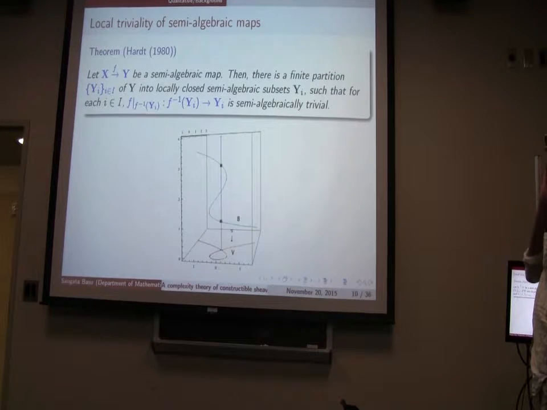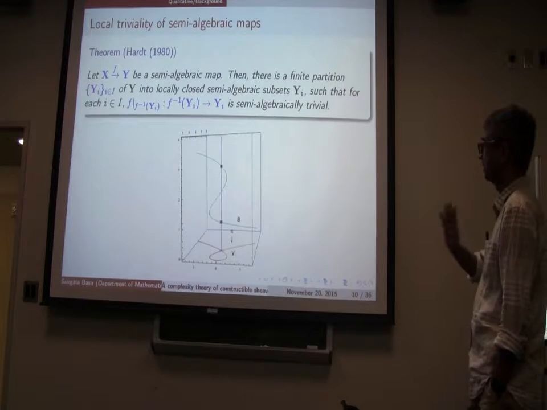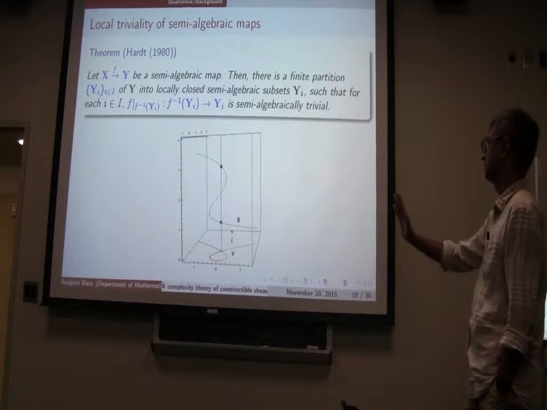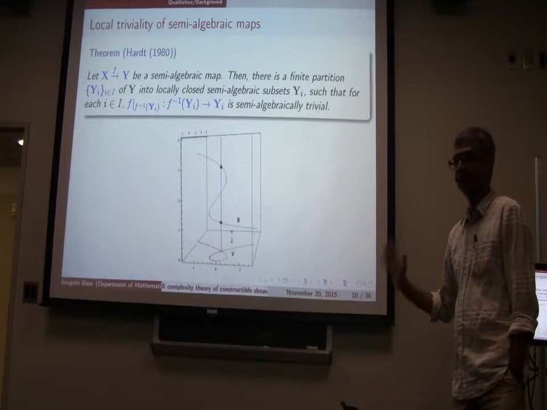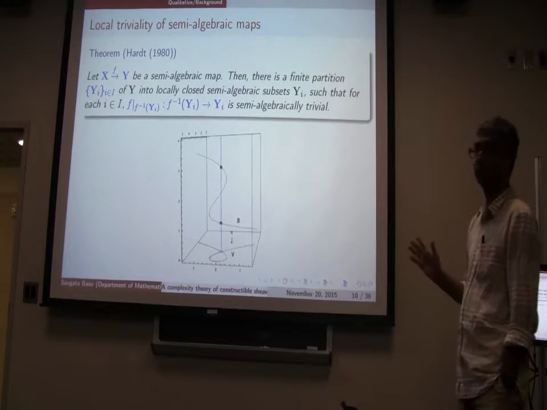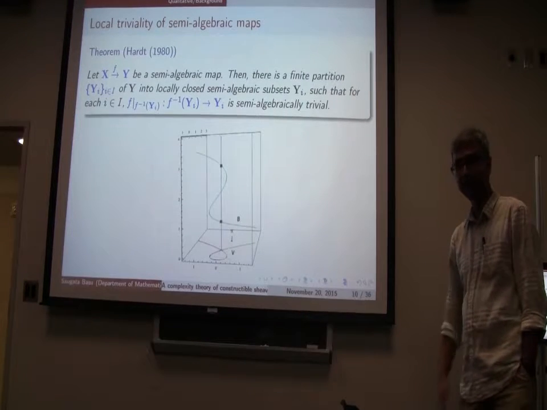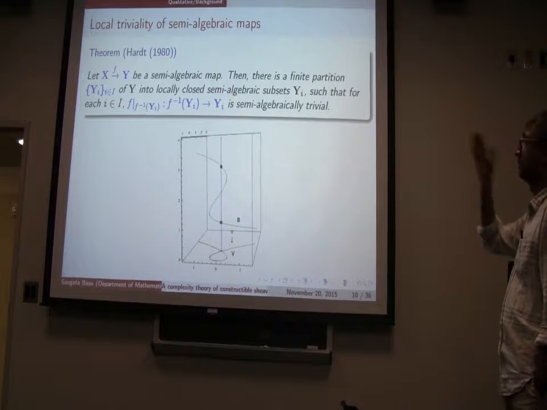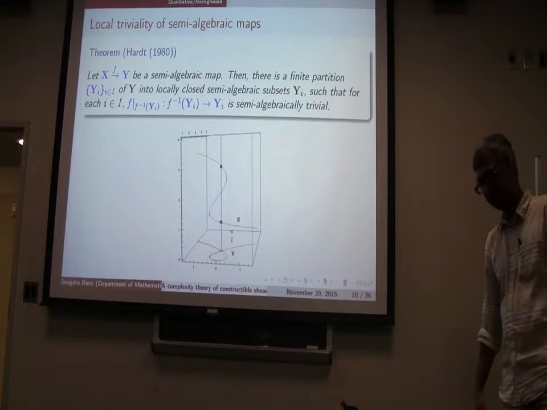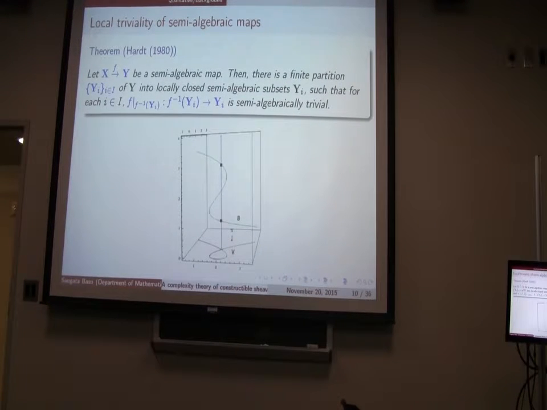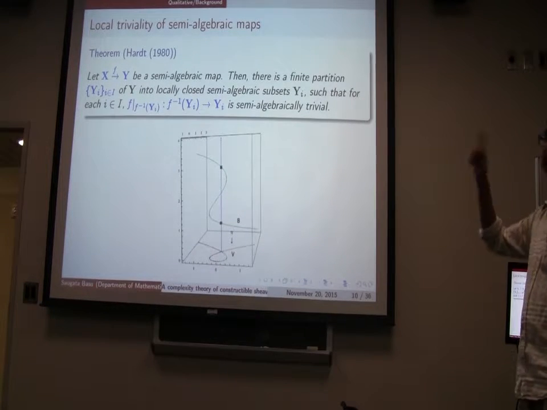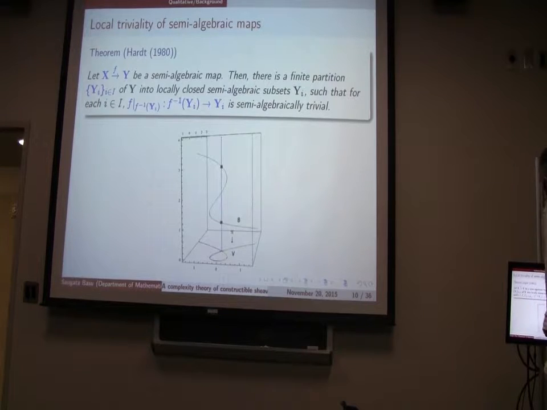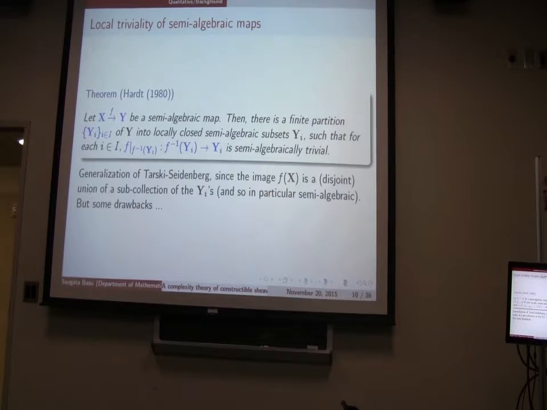So this is, I'll say, a generalization of Tarski-Seidenberg because it remembers not just where the fiber is non-empty, but it remembers, in fact, the homeomorphism type of the fiber. So, for example, a consequence of this theorem is that there are only finitely many semi-algebraic homeomorphism types amongst the fibers of a fixed semi-algebraic map.